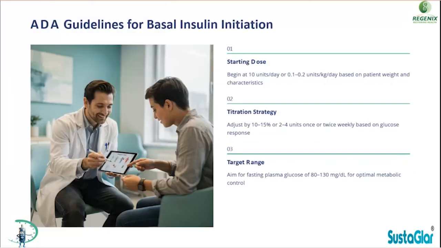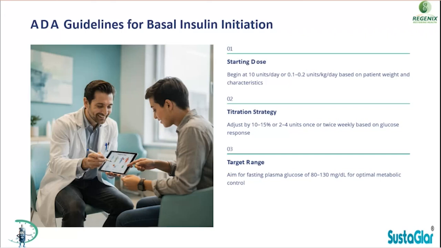So what about the starting dose? How do we initiate basal insulin as per the ADA guidelines? We can start with 10 units of basal insulin at bedtime or in the morning, or you can start 0.1 to 0.2 units per kg per day based on the body weight of the patient. If the A1C is less than 9%, we can start with 0.1 to 0.2 units. If the patient's A1C is more than 10% or even 11 to 12%, then we can increase to 0.3 or even 0.4 units per kg body weight. So that's the starting dose.